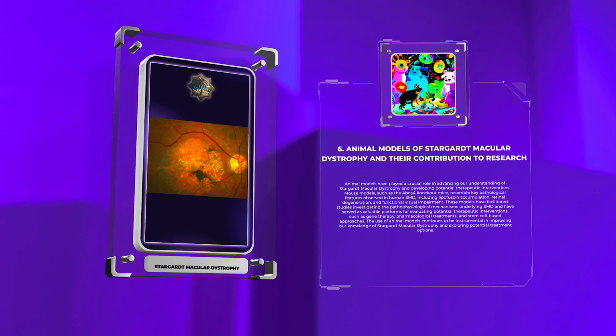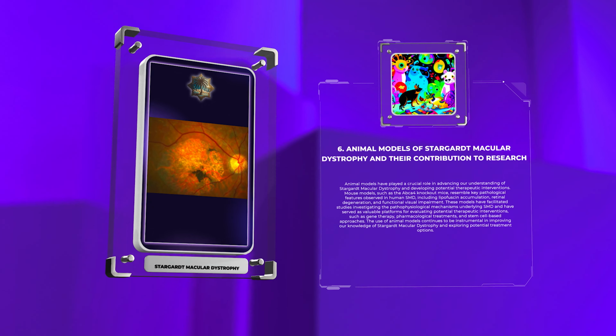In the 7th section, we discuss potential treatments for Stargardt macular dystrophy. This includes gene therapy, pharmacological interventions targeting pathways implicated in SMD, and stem cell-based therapies. These approaches offer hope for patients and are currently being extensively researched and tested in clinical trials.